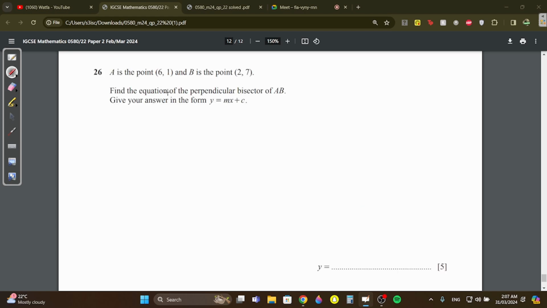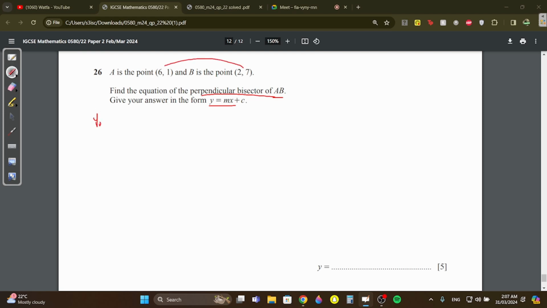Okay, question 26. A is (0, 6), and B is (2, 7). They want you to find the equation of the perpendicular bisector of AB and give your answer in the form y equals mx plus c. The first thing we need when finding the equation of any line is the slope. Since they want the slope of the perpendicular line, can you find it if you have the slope of the line it's perpendicular to? Of course you can. So our first step is actually to find the slope of this.